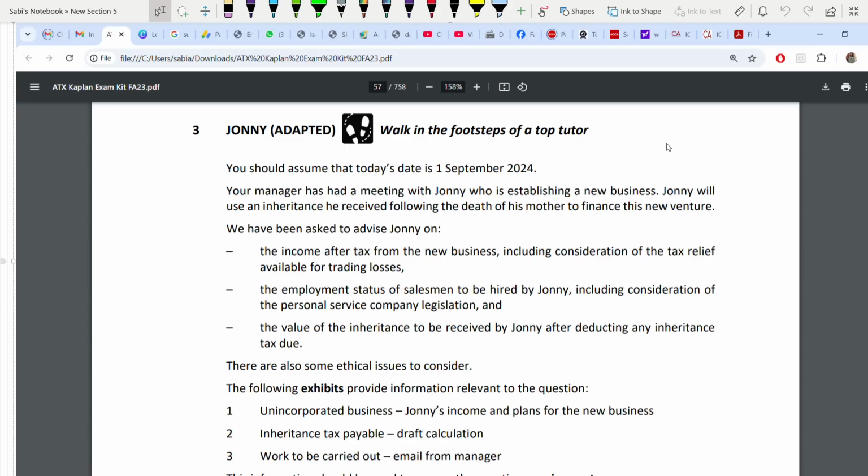Assalamu alaikum. Welcome to question number 3 of ATX. This is from your Kaplan revision kit FA23. This is applicable for your March 2025 exam.